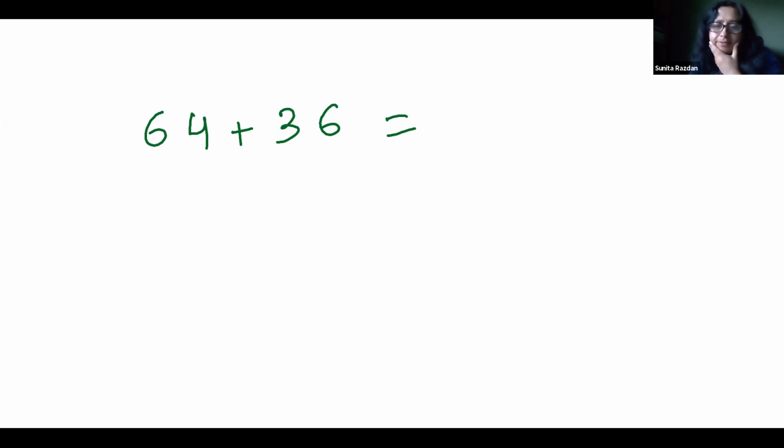Okay. What about Arav? If the answer is 100, how did you add it? I added the tens and ones together. 6 plus 4 is 10, and 60 plus 30 is 90, and 90 plus 10 is 100. Okay. Tanya, how will you add? Is it done?